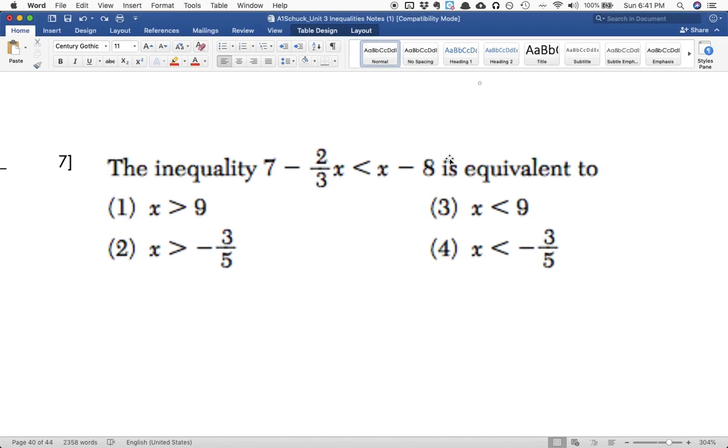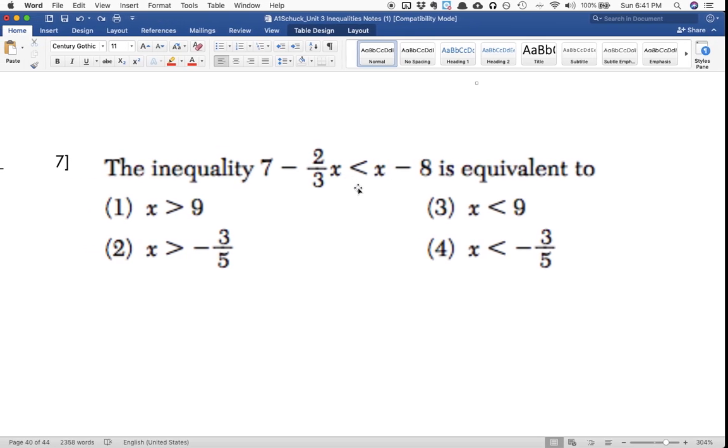I'm going to start by realizing, okay, I need to solve for x here. That's what these answers are telling me to do. And let's just do it. 7 minus 2/3 x less than x minus 8.